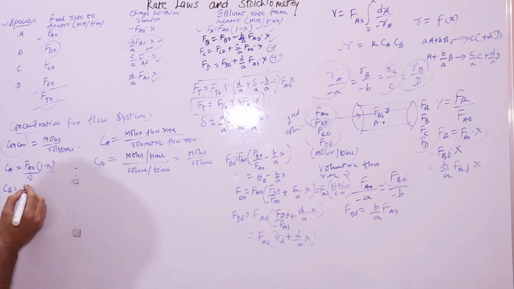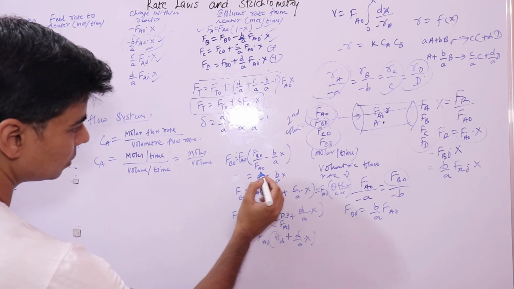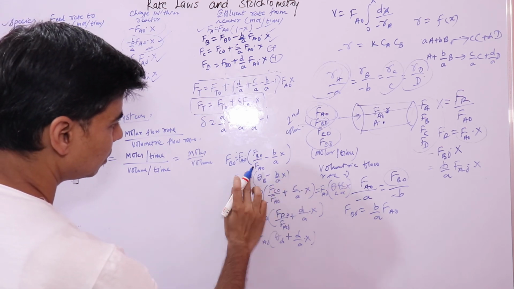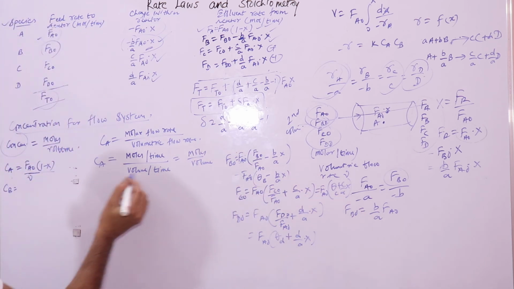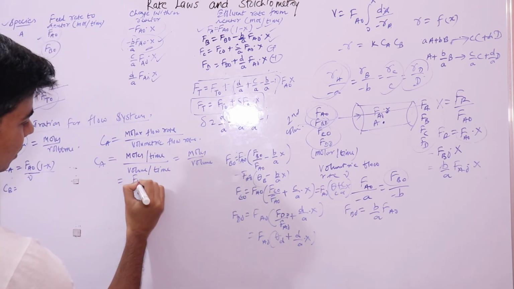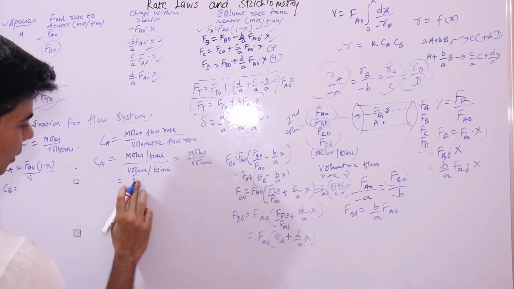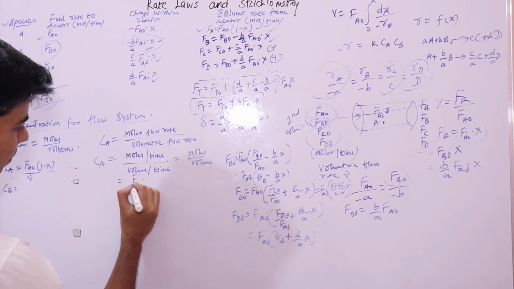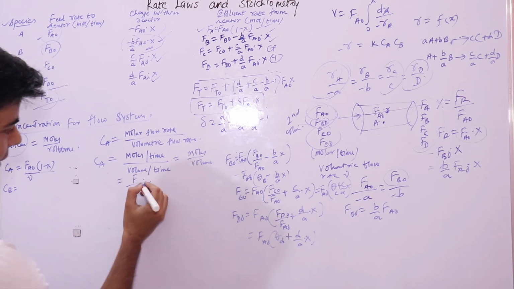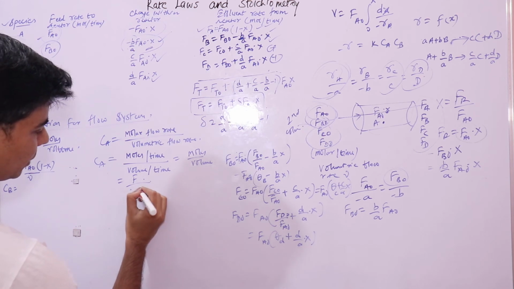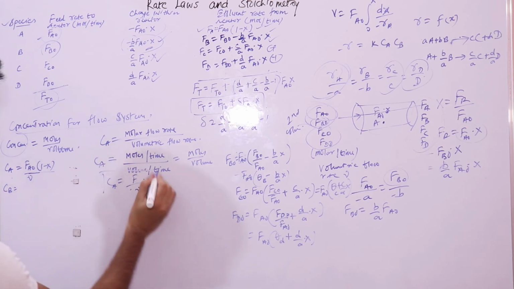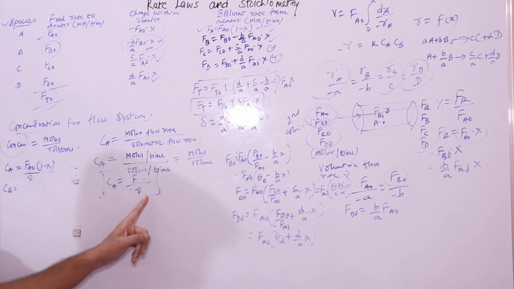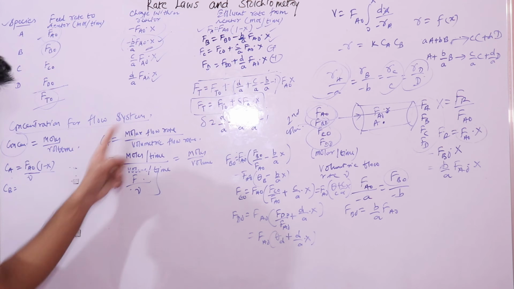Concentration would be, we would be using this formula: flow rate divided by the volumetric flow rate, which is denoted by nu, right? This formula you will use for concentration. I'll repeat, flow rate divided by volumetric flow rate, what we discussed here.